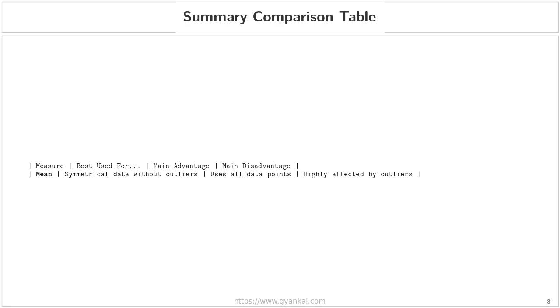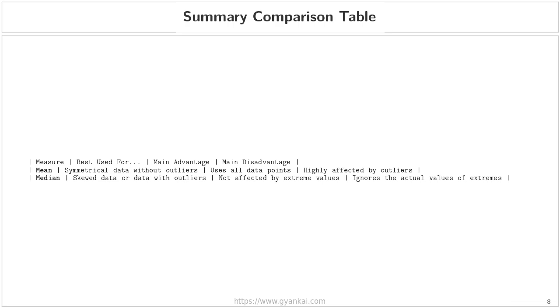As we discussed in our first example with the test scores, the mean is best used when your data is symmetrical and lacks any extreme outliers. Its main advantage is that it is very comprehensive because it incorporates every single data point into the calculation. However, as you saw when we discussed that one low test score, its biggest disadvantage is that it is highly sensitive to outliers, which can pull the average away from the true center.